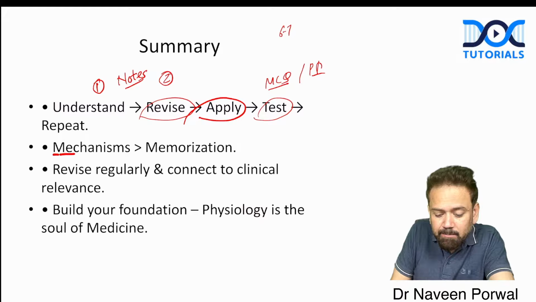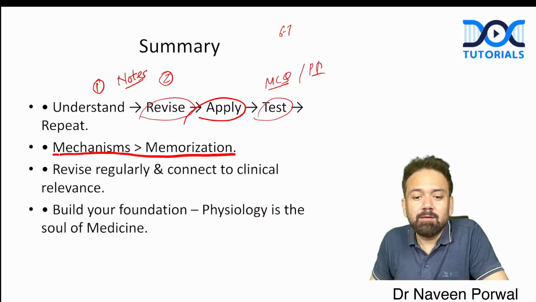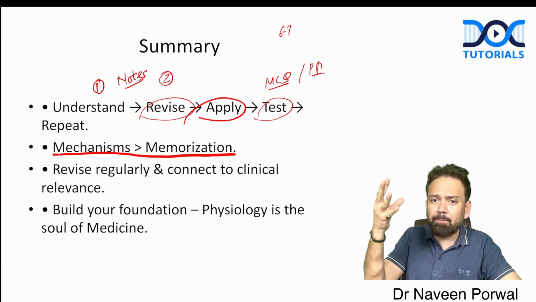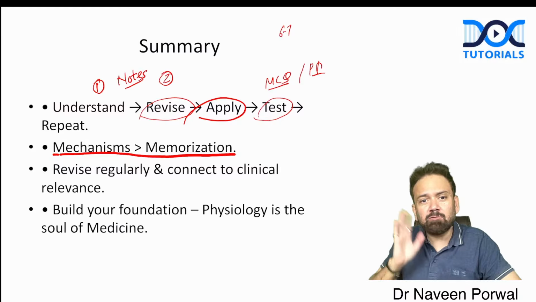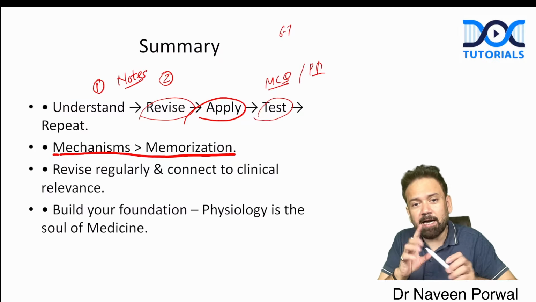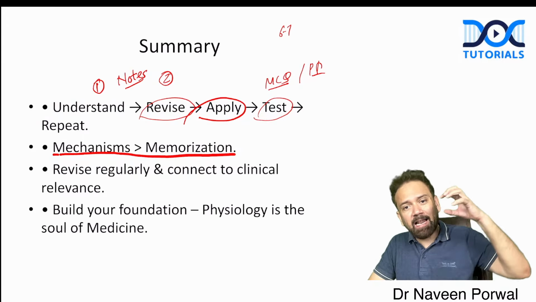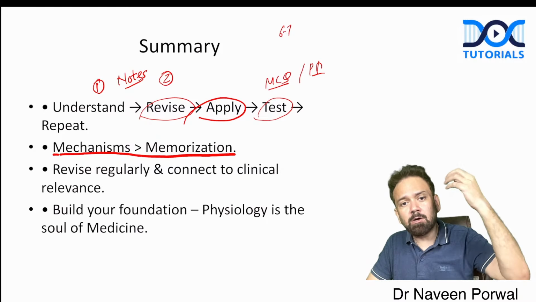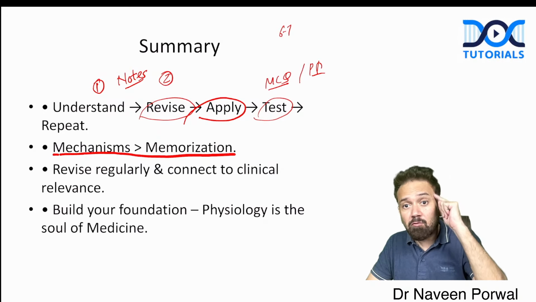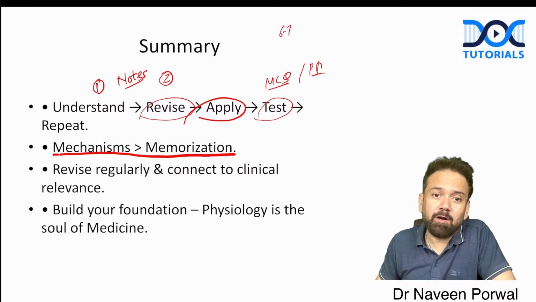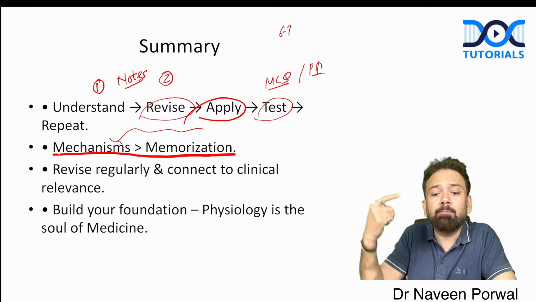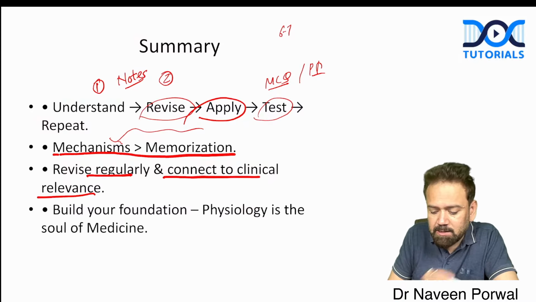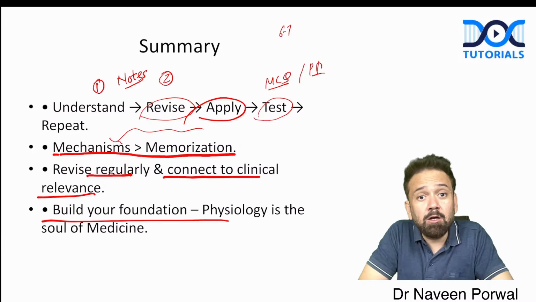Mechanism is more important than memorization. You must know the mechanism. For example, carpopedal spasm will happen in hypocalcemia. If you memorize, you will forget. But if you understand that there are voltage gated channels, and calcium is guarding them, then if less calcium is there, more sodium will go, more action potential, more contraction, and the hand becomes like that. Once you understand that concept, you will not forget. It will bring you long-term memory. Revise regularly and connect to the clinical relevance. Build your foundation, as physiology is the soul of medicine.